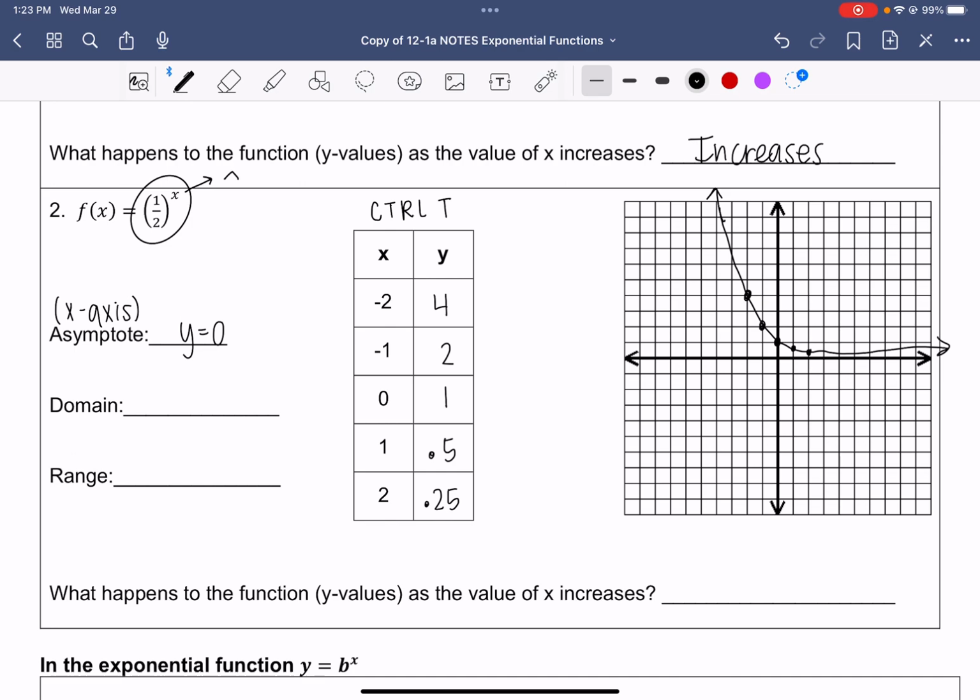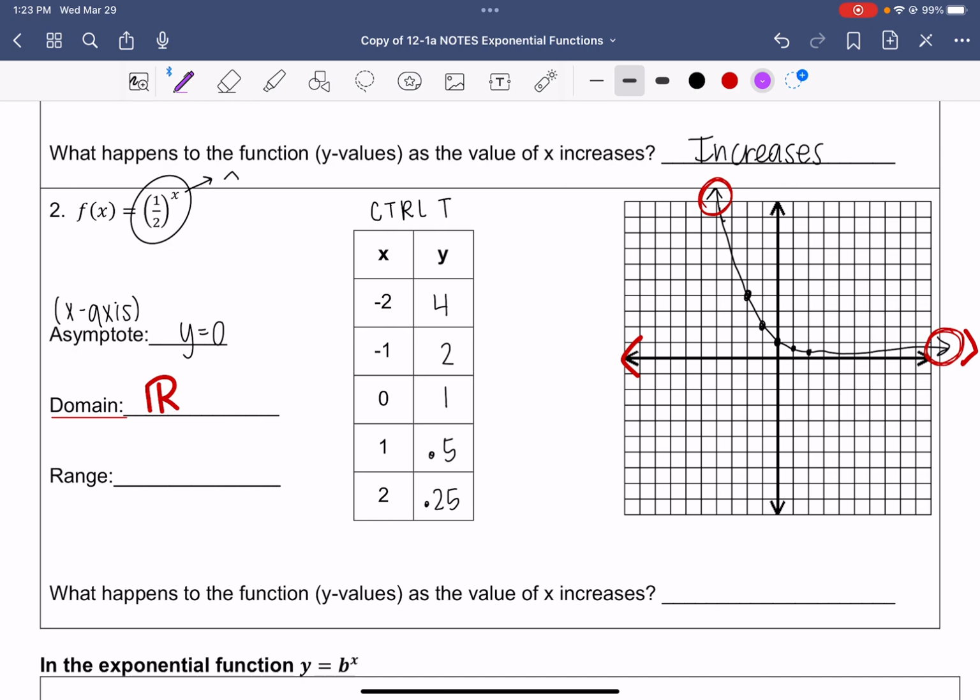And again, for our domain, remember it's left to right. So I go to the furthest left point and it's an arrow. I go to the furthest right point and it's an arrow. So it's going to go to the left forever and ever. It's going to go to the right forever and ever. So if that's the case, then it's all real numbers. We're going to hit every number on the x-axis.